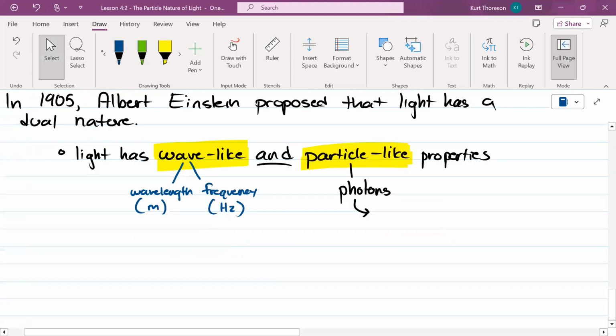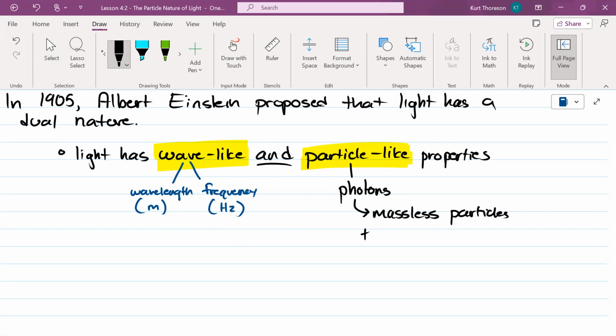Photons are massless, they have no mass, particles that carry a quantum of energy.